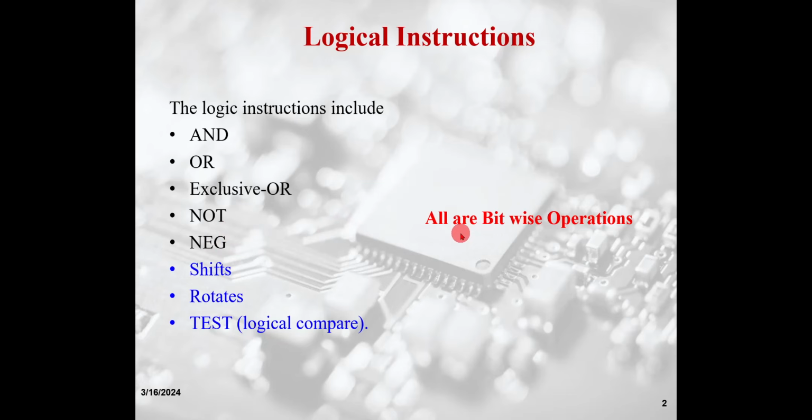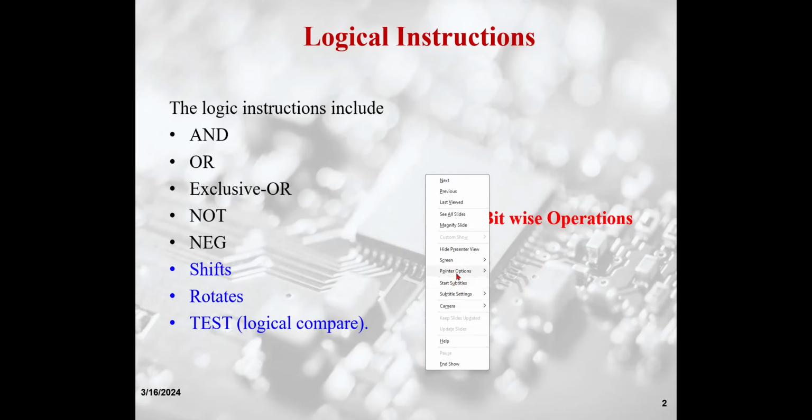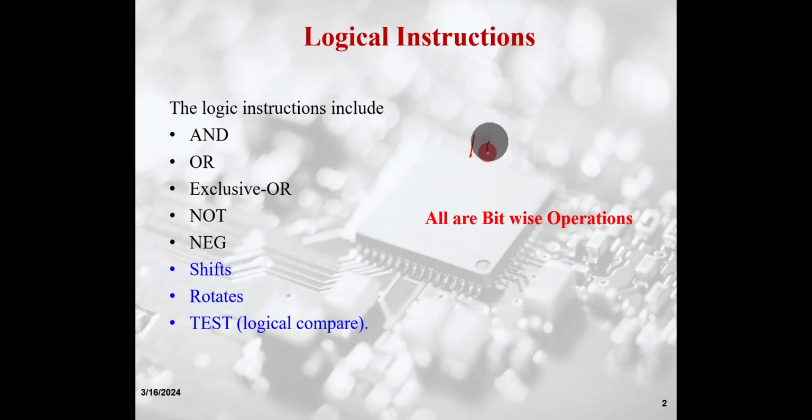All the logical operations are bitwise operations. What do I mean by bitwise operations? Suppose I have a number and I have another number. When I do AND of AL and, suppose, BL, this whole number is not taken as a single number. Bitwise AND is done.